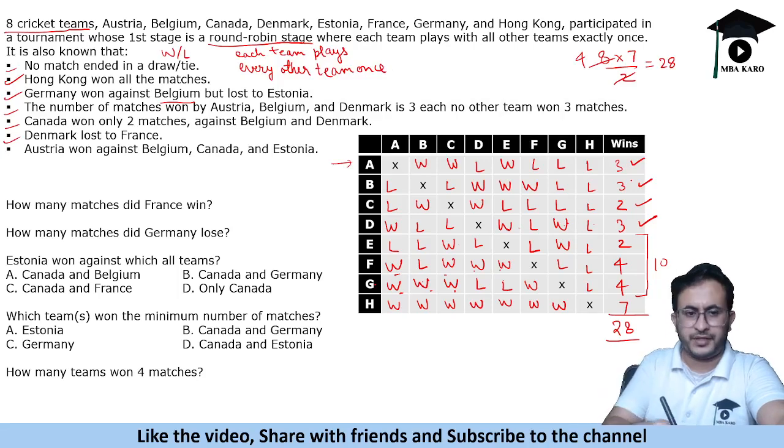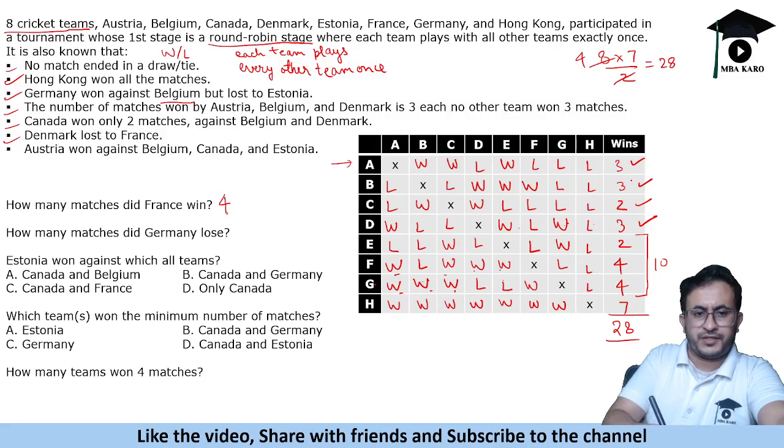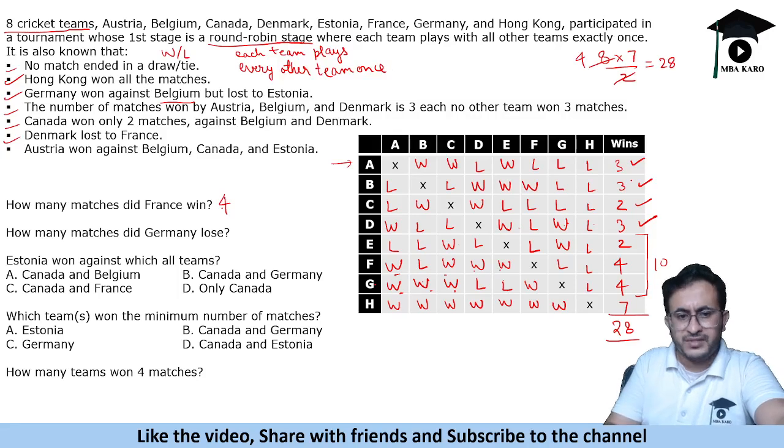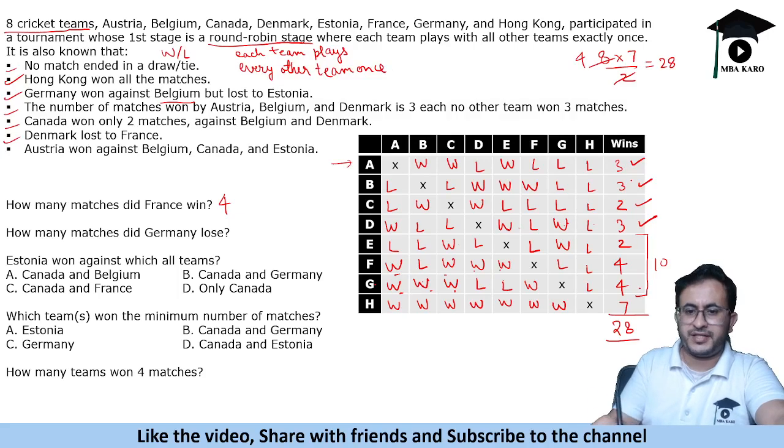complementary of that. How many matches did France win? So we can say that France won 4 matches. How many matches did Germany lose? So Germany wins 4 matches. So Germany will lose 3 matches.